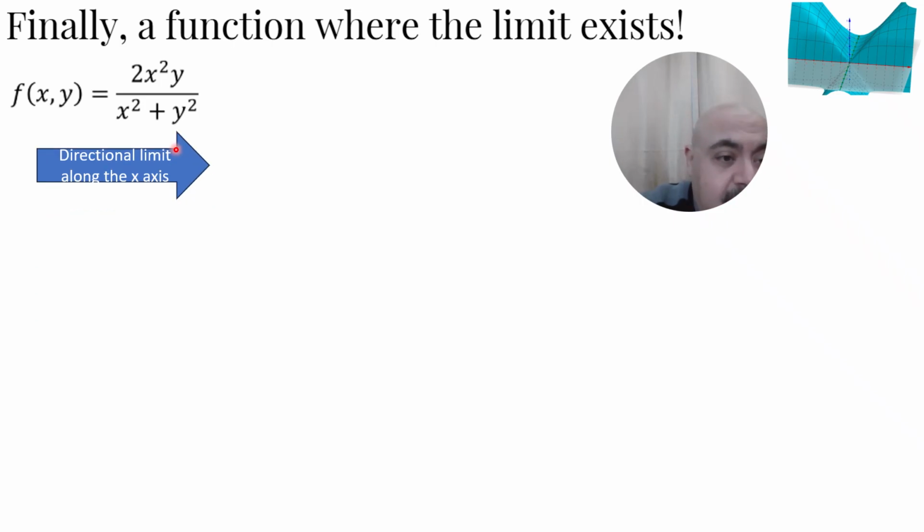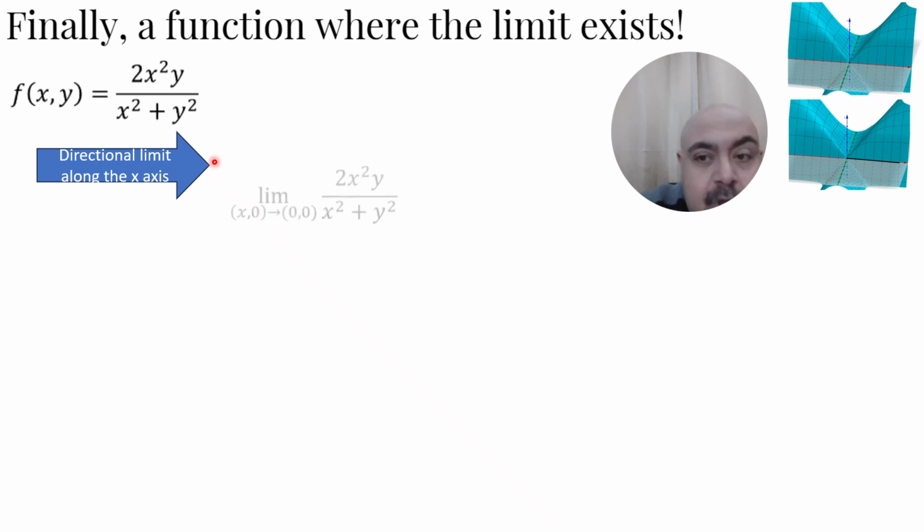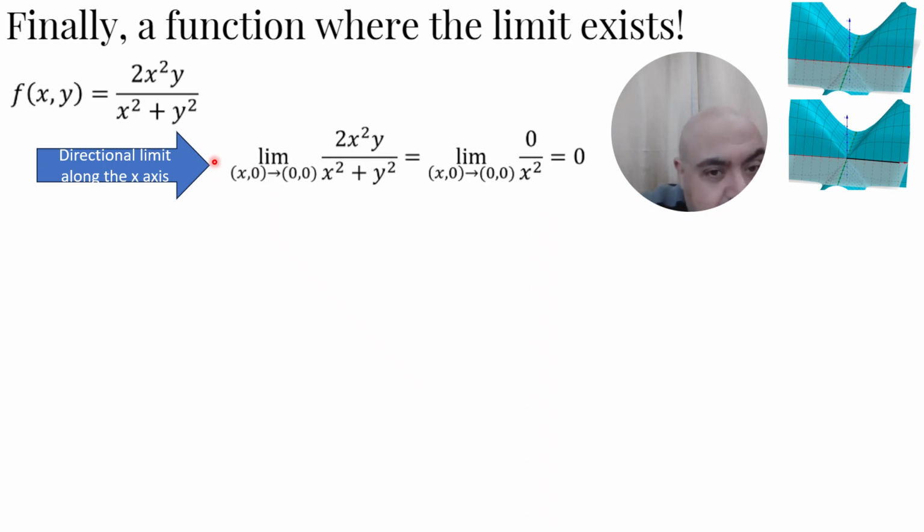Let's take the direction along the x-axis, which means y equal to 0, which will lead to the limit of this function equal to 0. Once we work on the x-axis, meaning y equal to 0, the numerator is going to be 0 and the denominator is going to be x squared. The result will be 0.